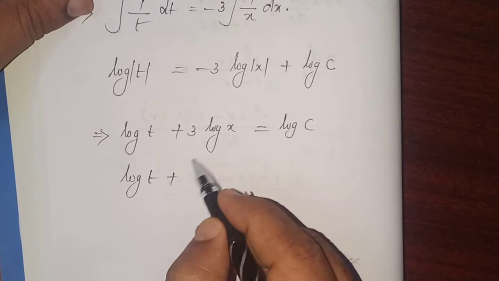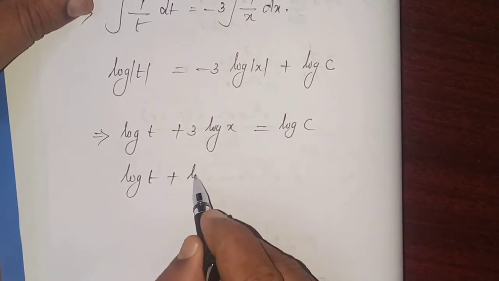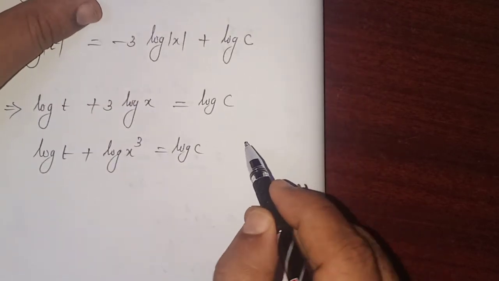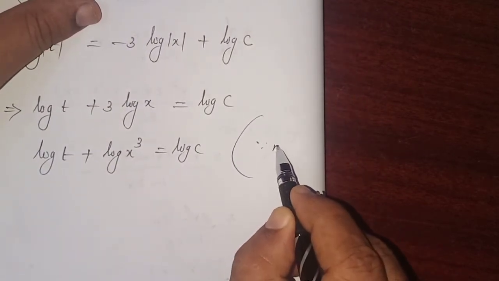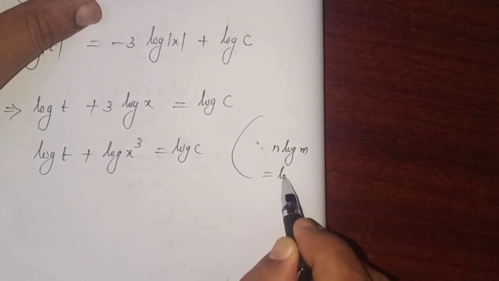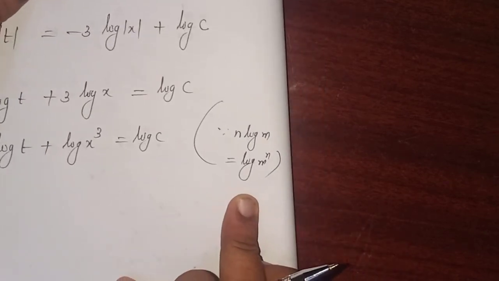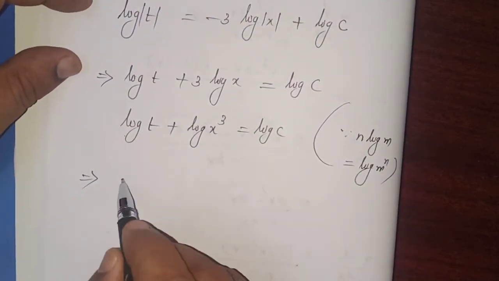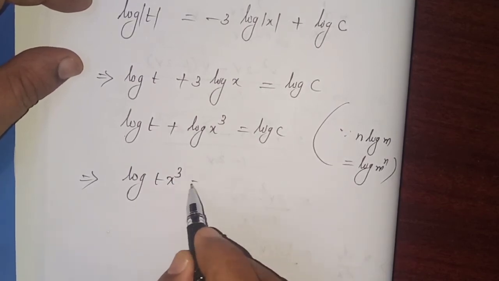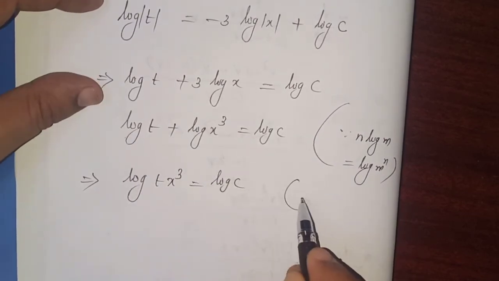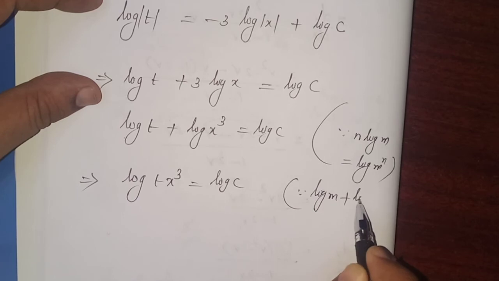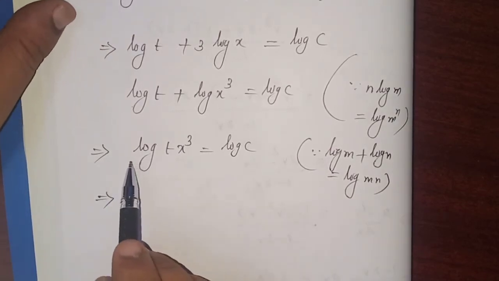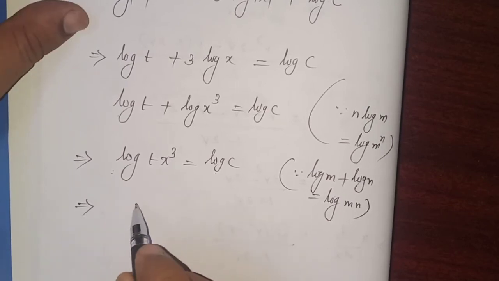Now log t plus this 3 should be taken to the power, that means you will be getting log x cube, equal to log c. Here I have applied the power rule of logarithm. I write the rule here: n log m is equal to log m power n. This is the power rule of logarithm. Now log t plus log x cube together, log of t into x cube, equals log c. Here we applied the product rule of logarithm: log m plus log n is equal to log mn.